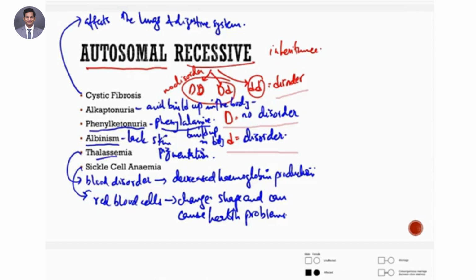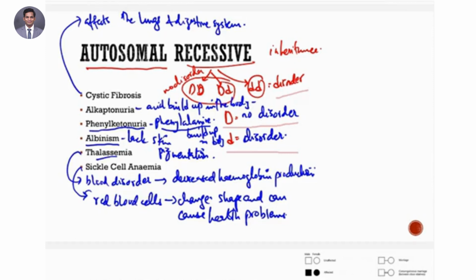Now, you have blanks in your page, so please fill them in. First one, cystic fibrosis. Second one, alkaptonuria. Third one, PKU or phenylketonuria. All of them are on the slide. Please note it down. Fourth one, albinism. Fifth one is thalassemia. And the last one is sickle cell anemia. We will see most of these things in a good amount of detail.